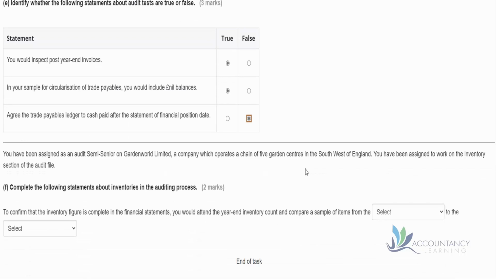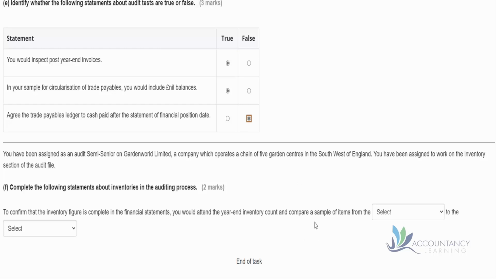And then the last part of the question, you've been assigned as an audit semi-senior on Garden World Limited, a company which operates a chain of 5 garden centres in the southwest of England. You've been assigned to work on the inventory section of the audit file. So to confirm that the inventory figure is complete, we've got a particular assertion here, we're looking at completeness again, you'd attend the year-end inventory count. So again, if it's completeness, we want to start with the source document and verify that it's in the accounts.